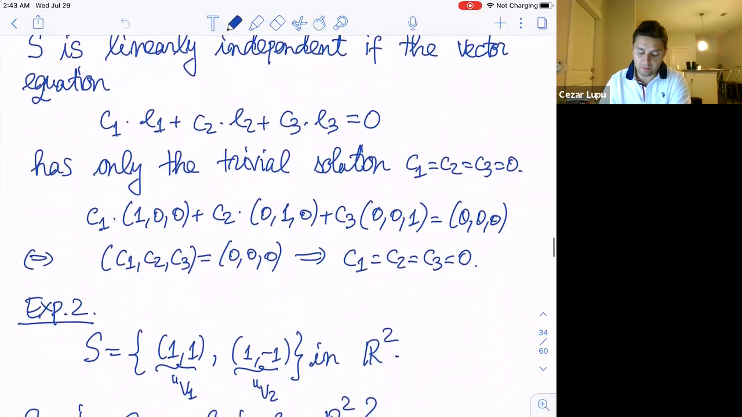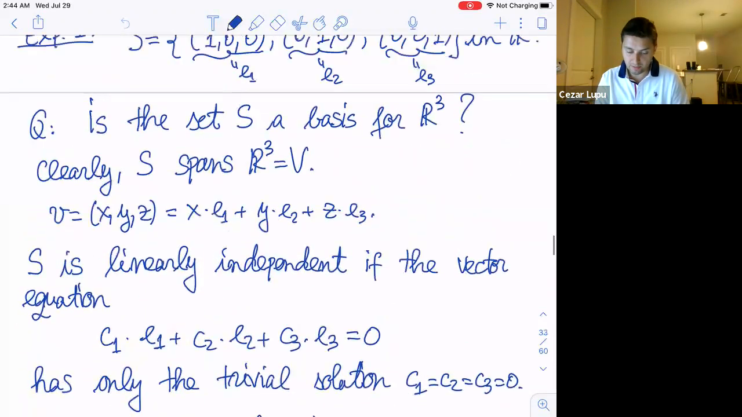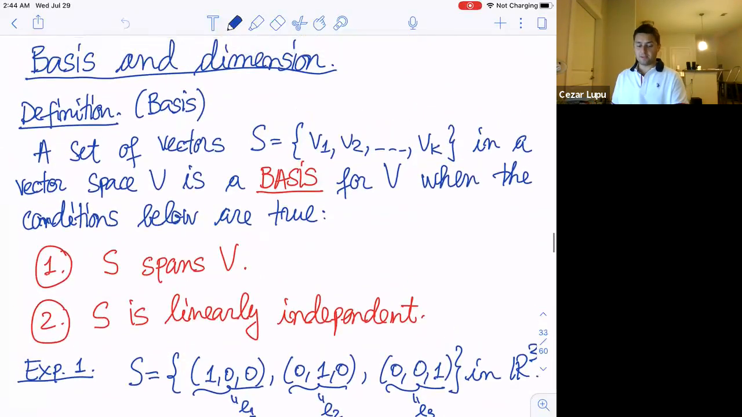And now let's see a second example, which is not as trivial as you might think. Now we will consider a set of two vectors in R2. And the question is the same: is S a basis for R2? Well, to see this, we need to go back to the definition. So let me go back, the definition is right here for the basis.